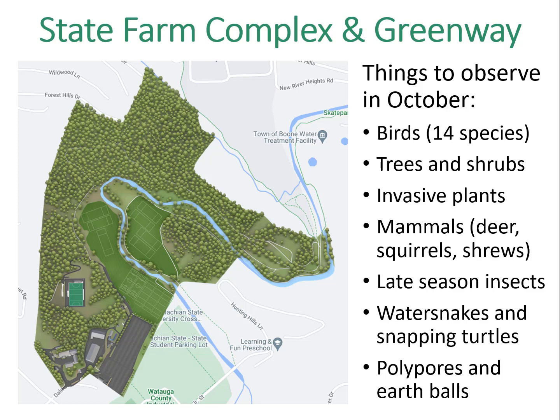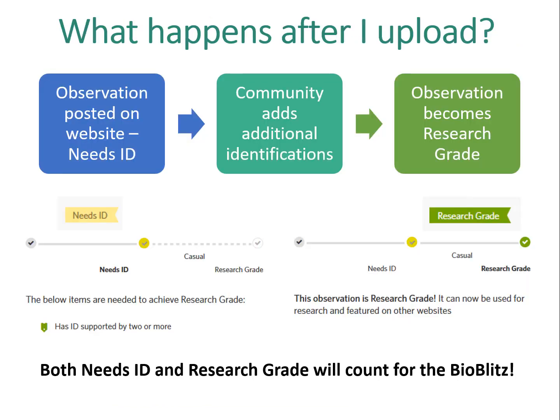And of course the fungi are also represented in this area by observations of polypores and earth balls. So now that you know what to look for, just get out there and make some observations. Of course, in the overall scheme of things, making observations and adding them to the database is just the first step in gathering the data on iNaturalist.